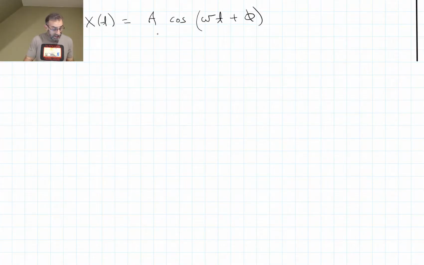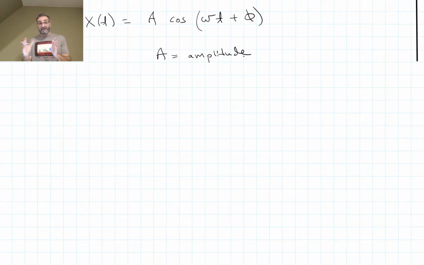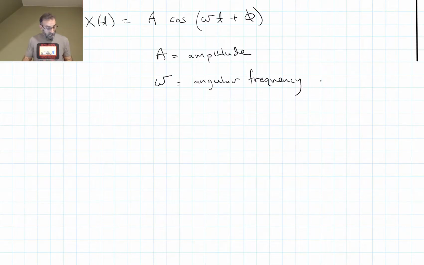First thing is that capital A, that's our amplitude. That's the maximum displacement from the equilibrium position. Omega is our angular frequency. And that's equal to 2 pi radians times f, our frequency of oscillation. The units are radians per second.